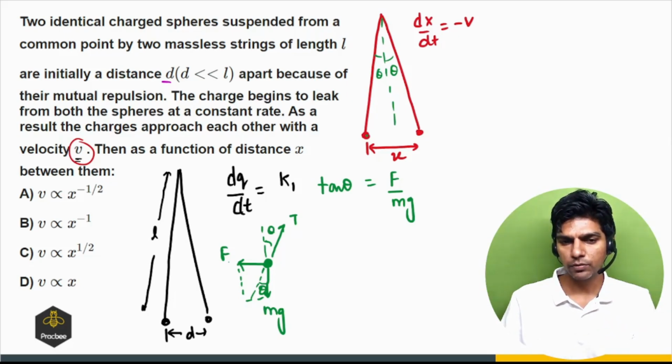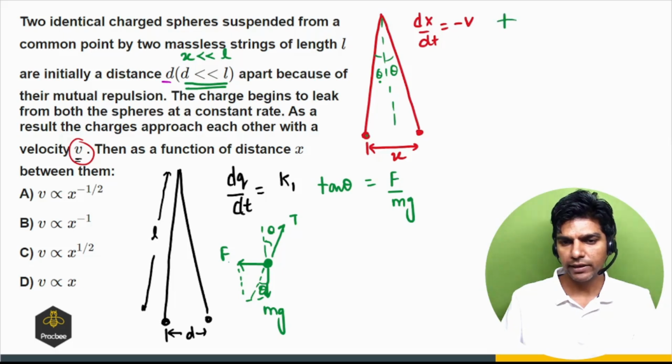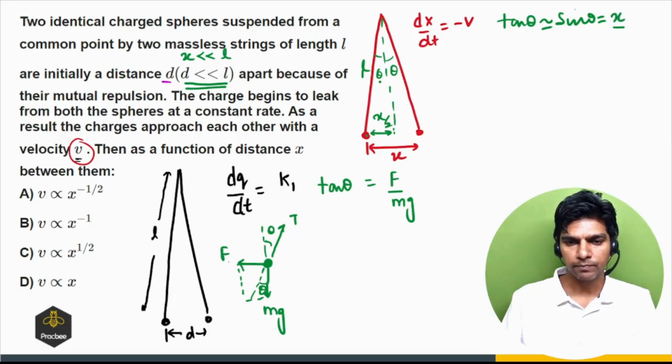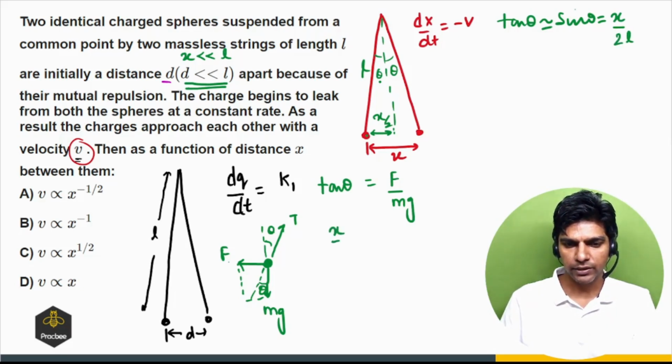Since theta is very small, because we have given d is very small in comparison to L, so we can say x is also very small in comparison to L. If x is very small, this angle will be very small. So we can say tan theta will be nearly equal to sine theta. If that is the case, sine theta can be written as, so this perpendicular will be x by 2, and the hypotenuse is L, right? So this can be written as x by 2 divided by L, so that will be x by 2L. So tan theta is x by 2L.